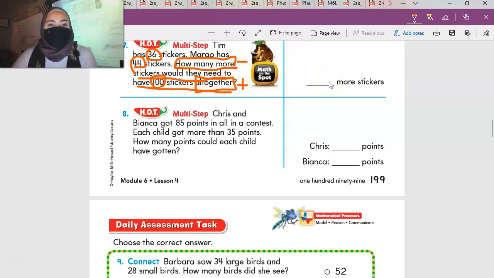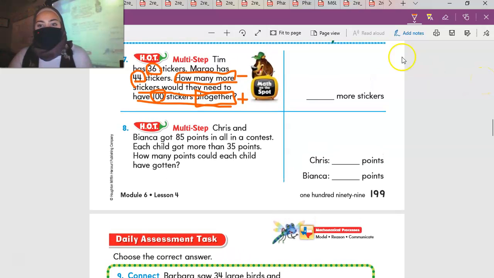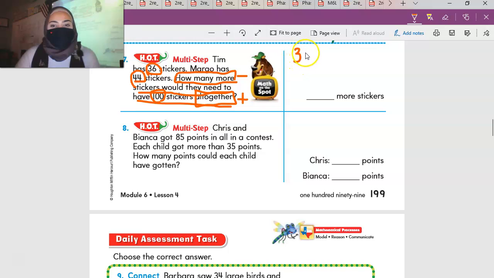So Tim has 36 stickers. Margot has 44 stickers. How many more stickers would they need to have 100 stickers altogether? So first we need to find out how many stickers they have together, and then we're going to subtract that from 100. Tim has 36. Margot has 44. Let's add those numbers to see how much they have together.